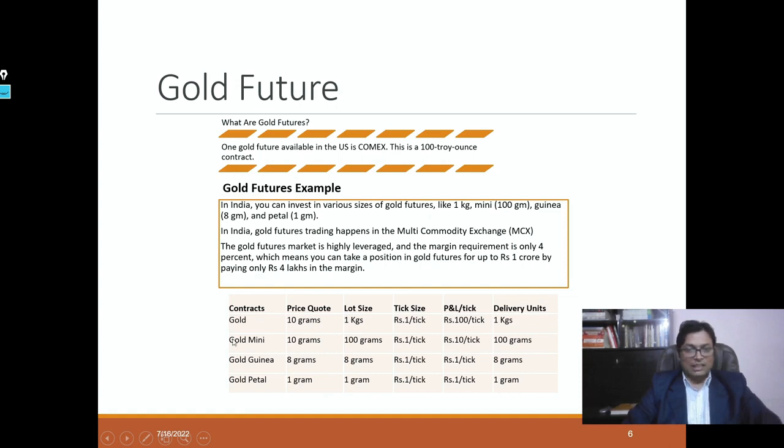You can see the contracts are given in the first column, then price quotes in the second one, like 10 grams, 10 grams, 8 grams, 1 gram, likewise. And then we have lot size given: 1 kg, 100 grams, 8 grams, and 1 gram. And then tick size is given, and then we have profit and loss per tick, and delivery units. So this is the way gold futures are traded in India.